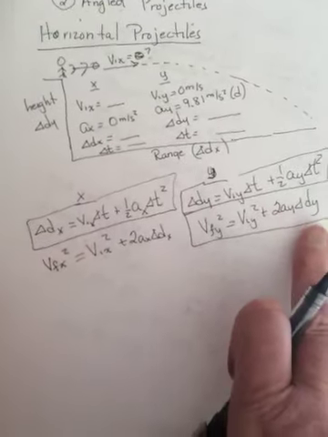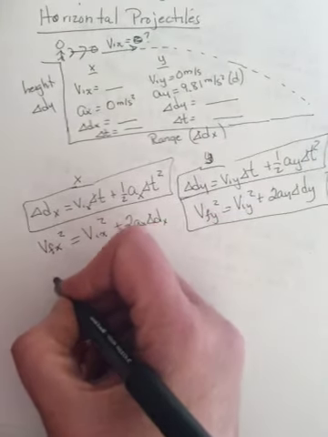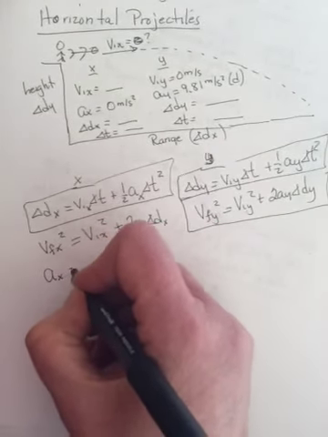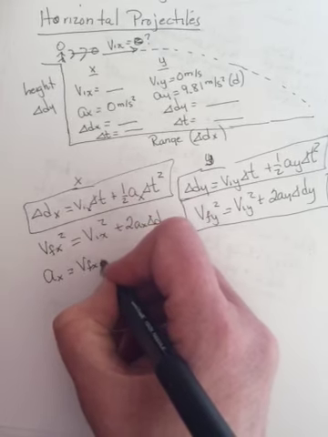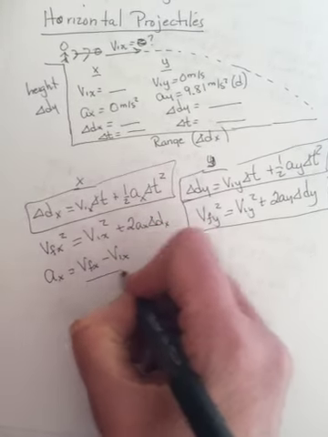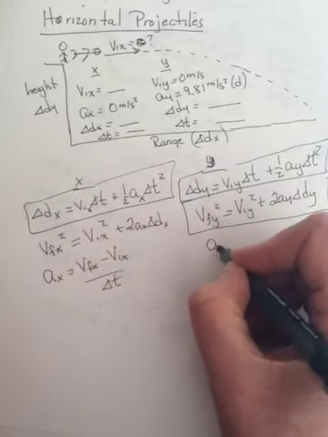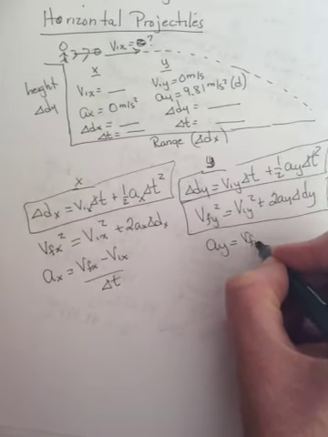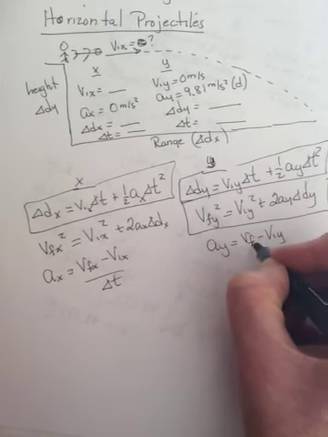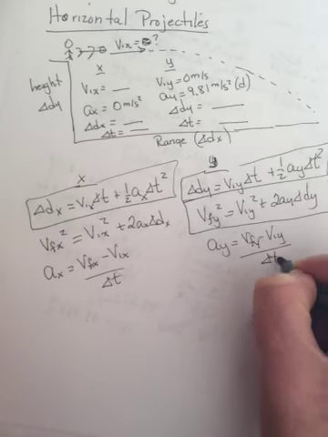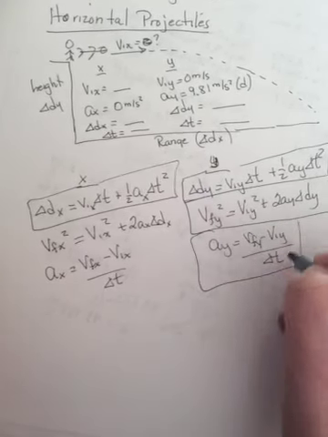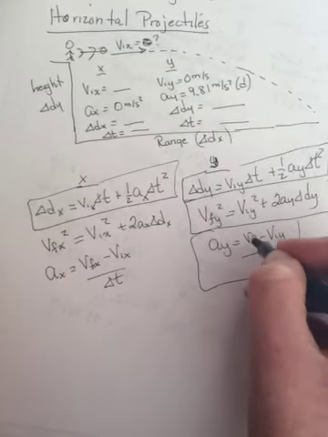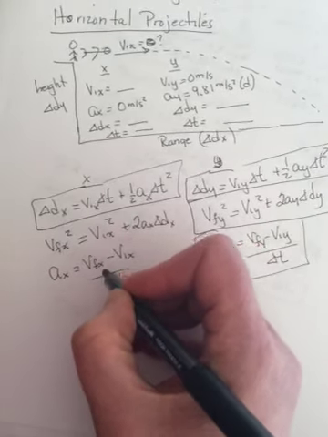So the v's don't change. We don't really need an equation to tell us that. We also have ax is equal to vfx minus vix over delta t, and ay is equal to vfy minus viy over delta t. This one's useful. The viy will go to 0, but it will allow us to find the vfy. This one, not so much.